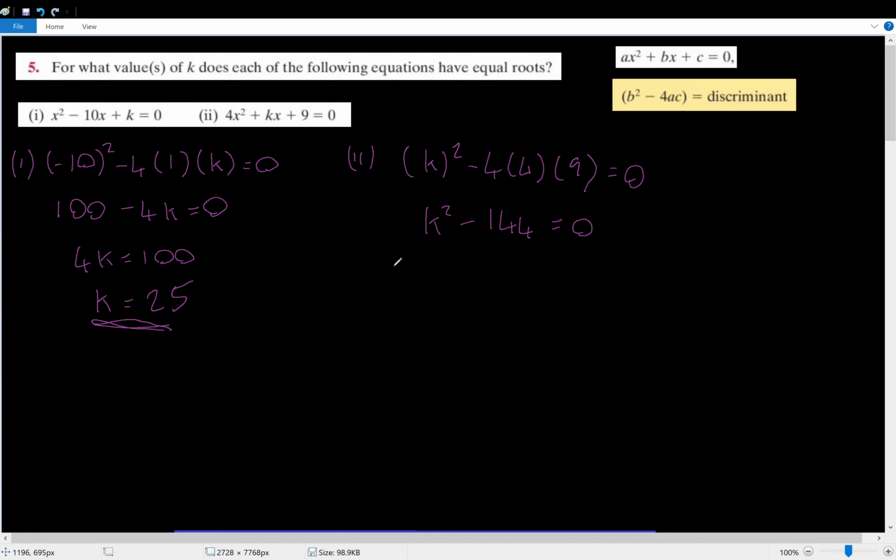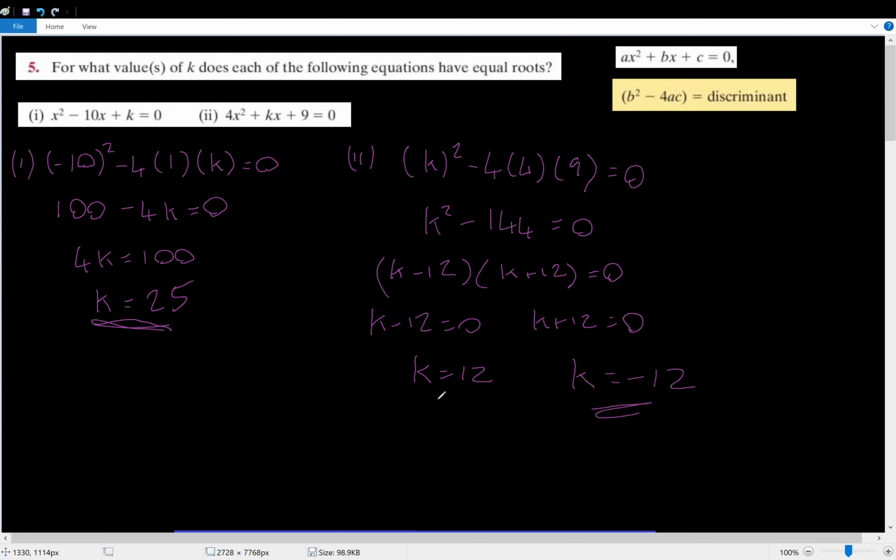And if we factorize that out, we're going to get k minus 12 multiplied by k plus 12. And then we're going to set both of them separately equal to 0, so we get k minus 12 equals 0 and k plus 12 equals 0, meaning that k is equal to 12 and k is equal to minus 12. So those are the two values that you could use for k that would give equal roots in that equation. And that is that.